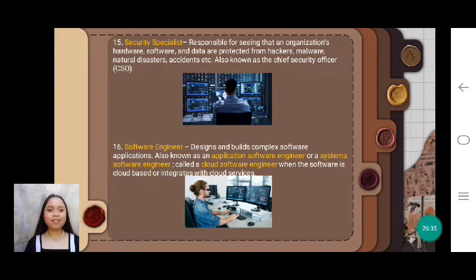Number 16. Software engineer. A software engineer is the one who designs and builds complex software applications, also known as an application software engineer or system software engineer. Called a cloud software engineer when the software is cloud-based or integrates with cloud services. Software engineers create programs that make the digital world possible. They design the guts behind social media, programs, and web pages, as well as the programs that make your computer and smartphone function. So that's the work of a software engineer. Let's go on to the next slide.